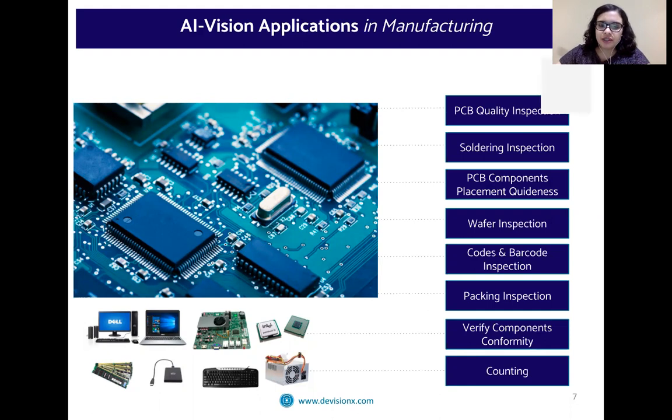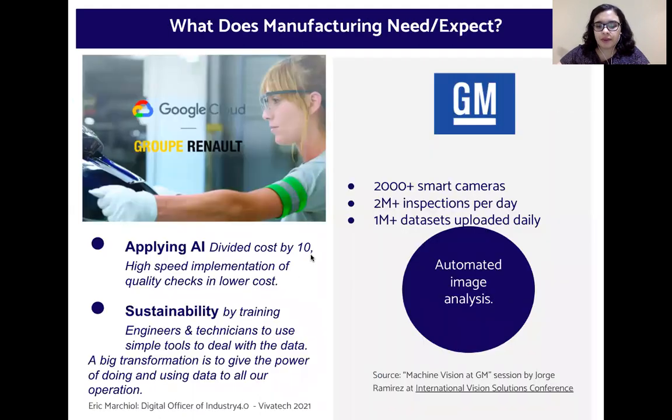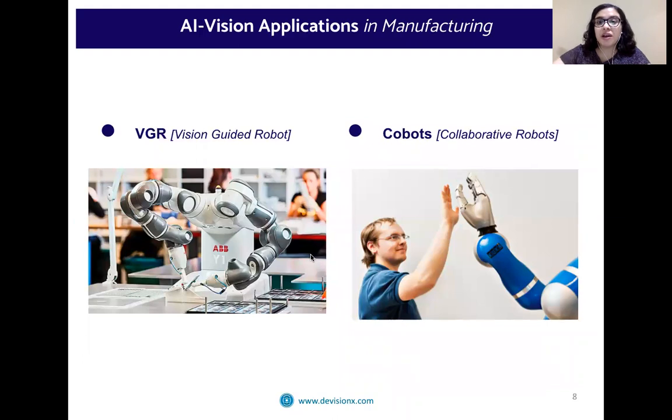The other 2 applications for applying artificial intelligence and machine vision in the manufacturing sector are VGR. VGR is vision guided robots. This is a robot that has a camera fixed on it, so it can guide it to do some tasks or to move from one place to another, like welding parts. So it needs the vision technology to do that.